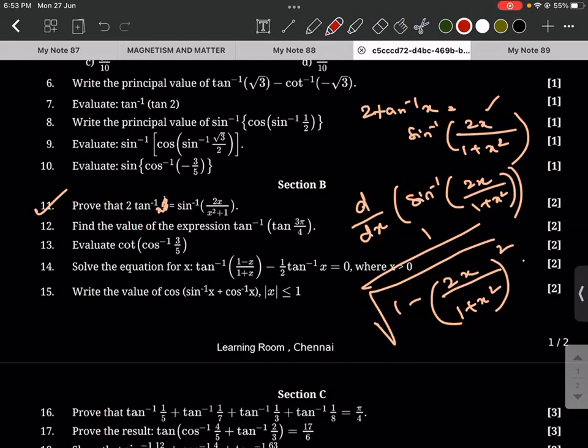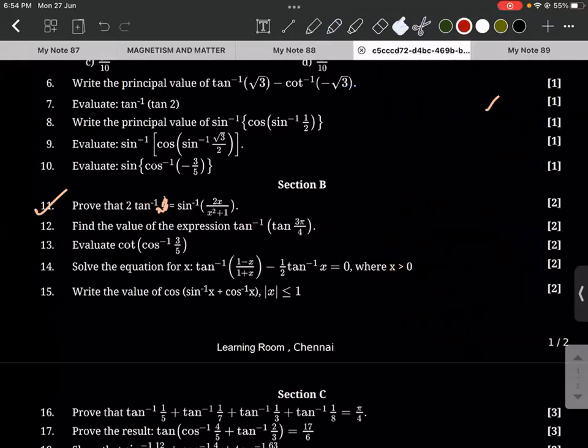So 3 pi by 4, you need to bring it either to the first or the fourth quadrant because it belongs to minus pi by 2 to pi by 2. So what I can do is tan inverse of tan of 3 pi by 4.